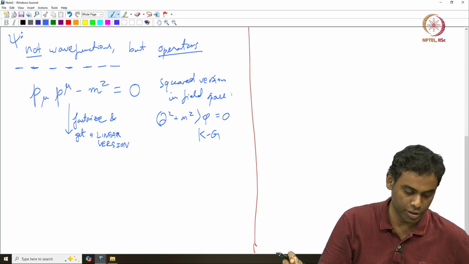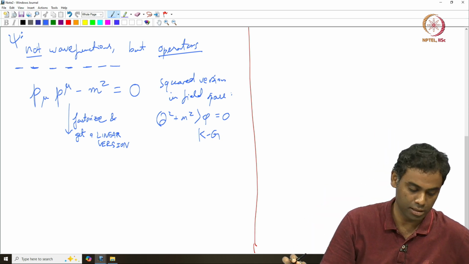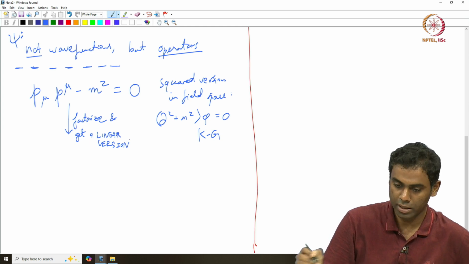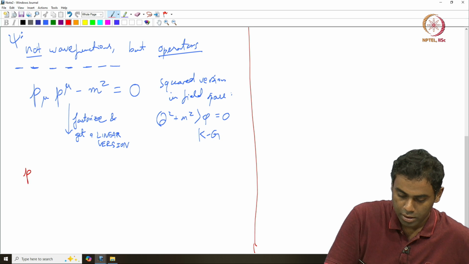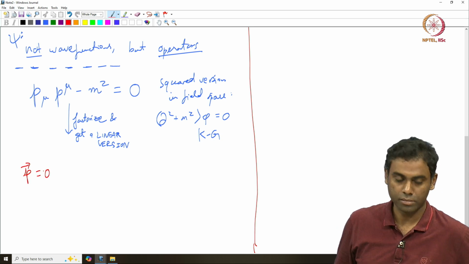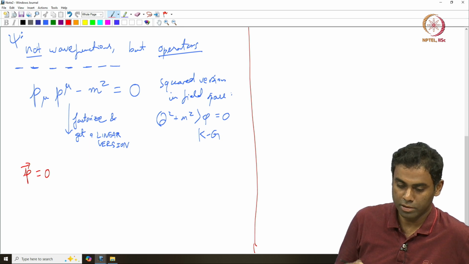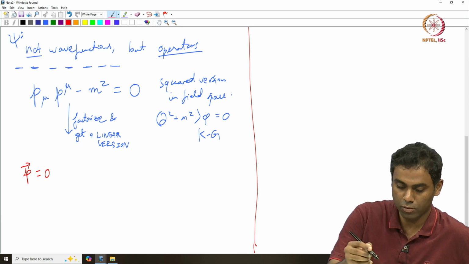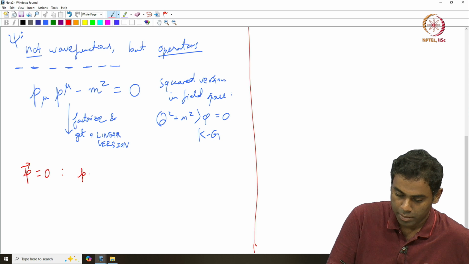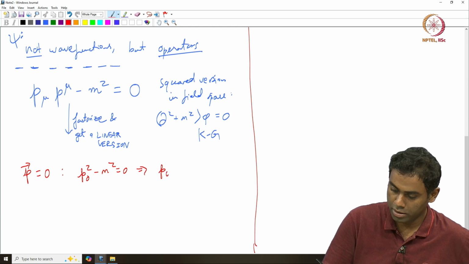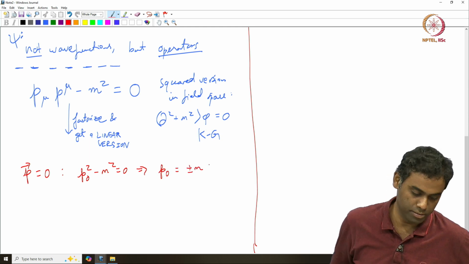There is a way in which you can do this. Let us take a very simple case, and then I can show you how easy it looks. Take the case where I go to a frame where I set the 3-vector to 0. Then what happens? In the metric that I use, I have p naught squared minus m squared equal to 0. So, p naught is plus or minus m, easy peasy, right. Right now it looks easy peasy.